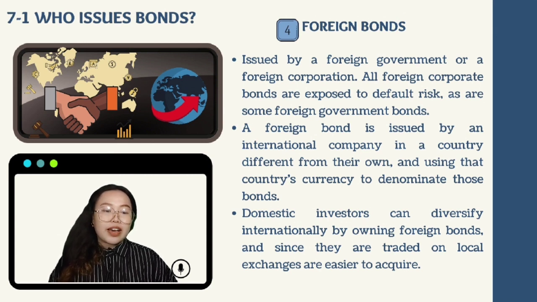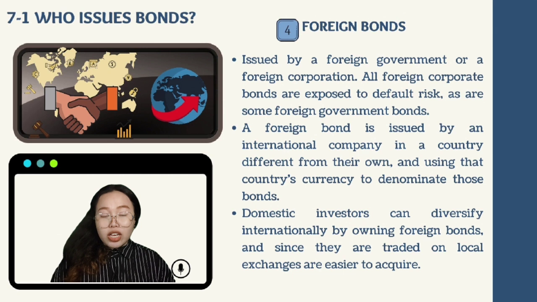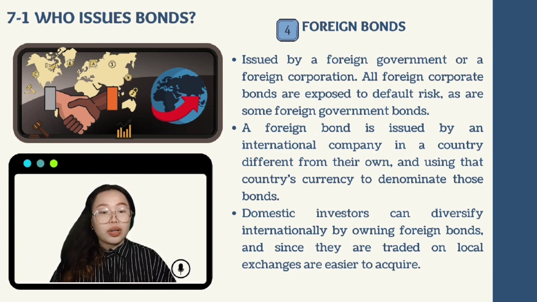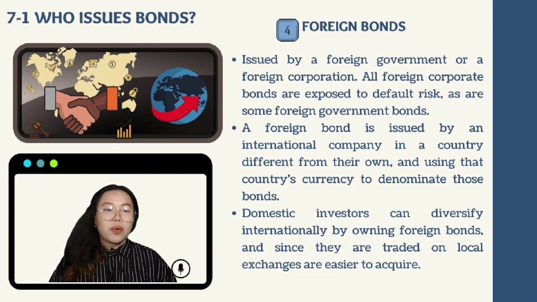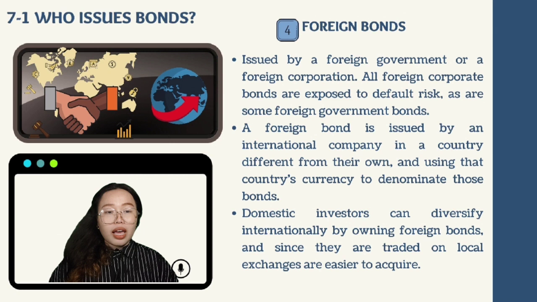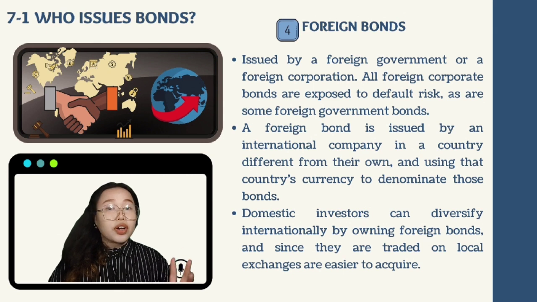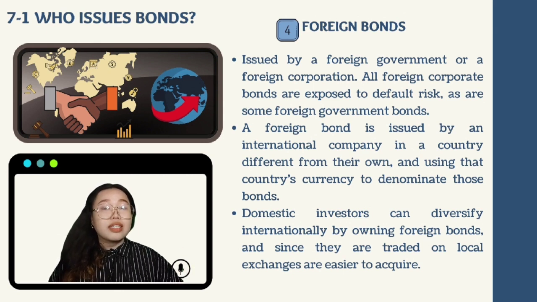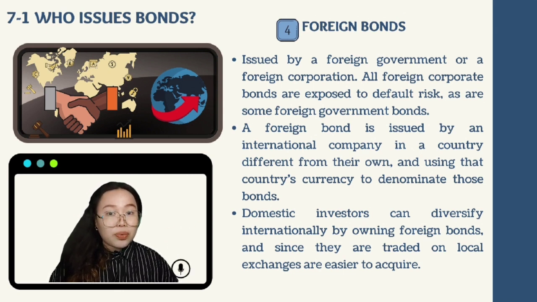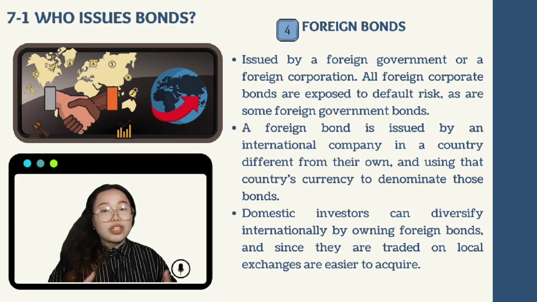Domestic investors can diversify internationally by owning foreign bonds, and since they are traded on local exchanges, they are easier to acquire. Simply, a foreign bond is a bond that came from another country. For example, the Philippines is selling its bonds to another country. The currency that will be used is the other country's currency, not the currency of the Philippines.